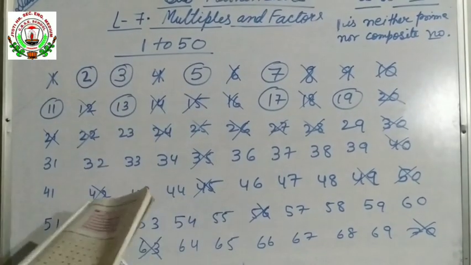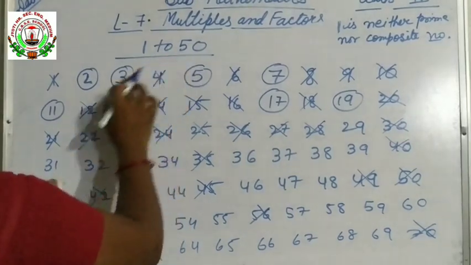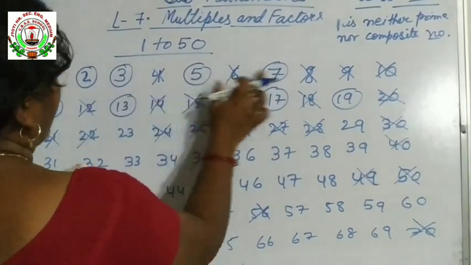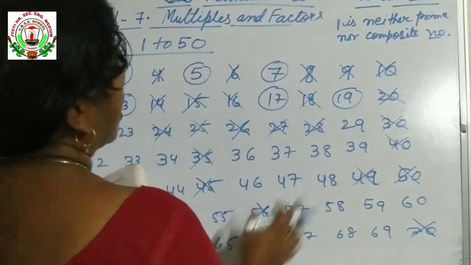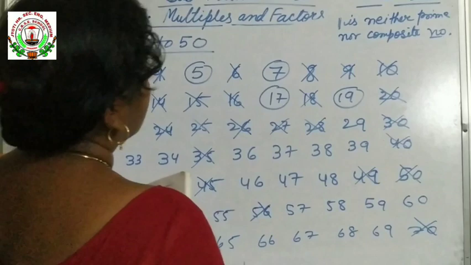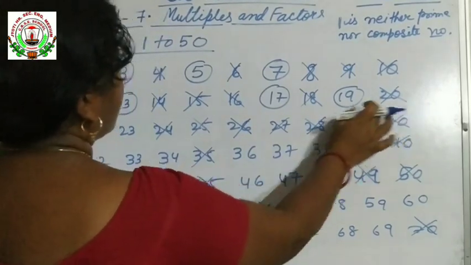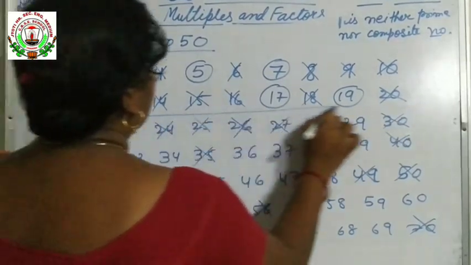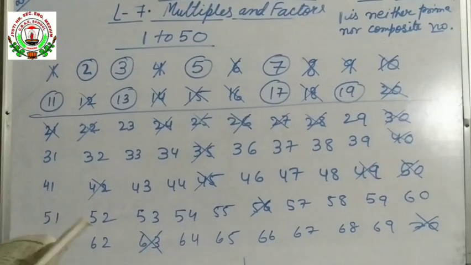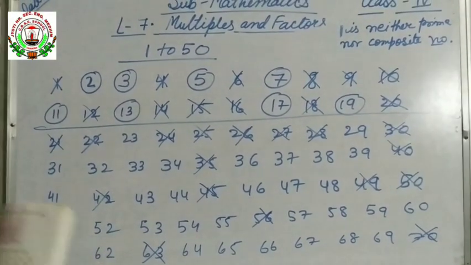Understood? So in 1 to 20 we have seen the prime numbers 2, 3, 5, 7, 11, 13, 17 and 19, and the numbers we have crossed are composite numbers. Similarly, you can see up to 100 also. It is given in the book.